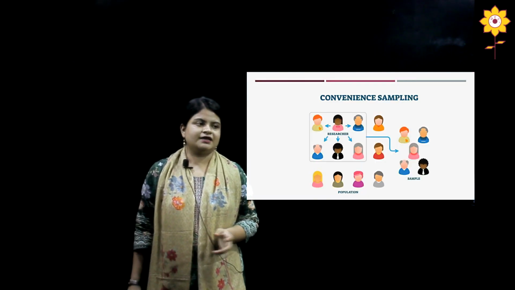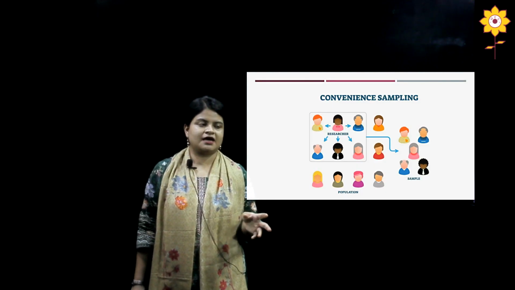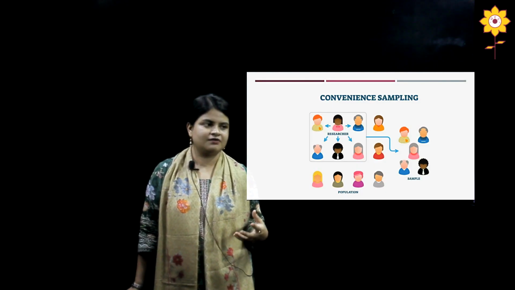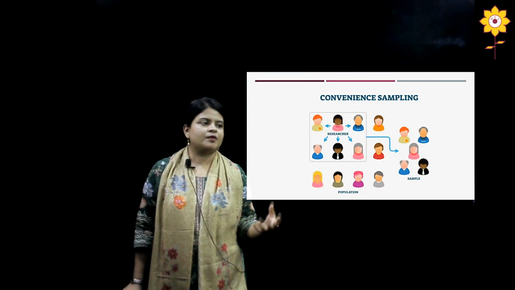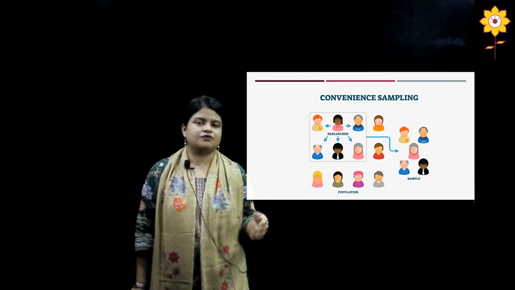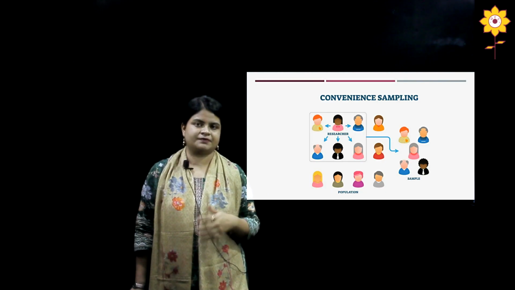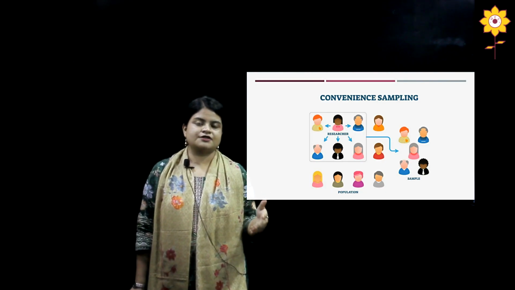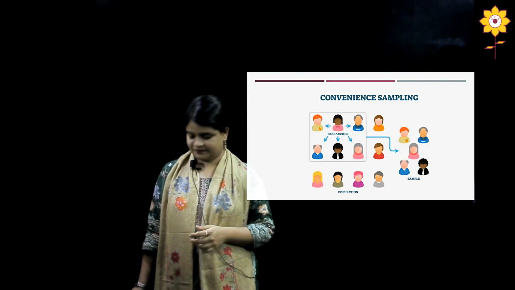So, convenience sampling is more like the researcher may have a few people close by him from a particular population, and then he is deriving the sample from the people who are in his close proximity.